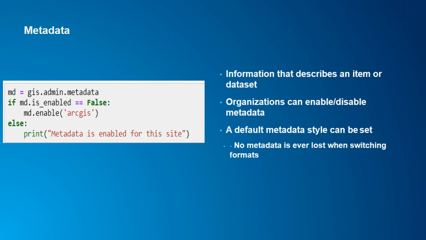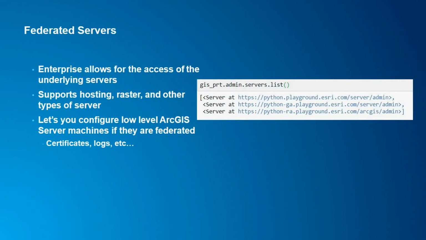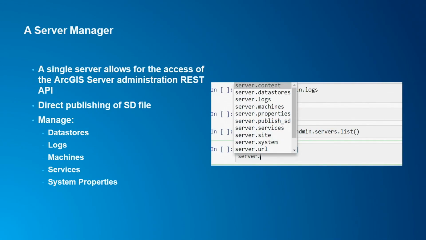Metadata is really important for your items when you're sharing them publicly in particular, so people know what they're getting. So working with metadata is something you can do with the admin module, as well as accessing all the federated servers that you've configured with your site. This admin module has a server manager class that is going to work with whatever servers you've federated, no matter what role the servers are playing in your system. You will be able to use the server manager to access them and then query the different things that are accessible on that server and configure some of the low-level issues on those machines. And it's going to support all the different roles and allow you to do things like publishing directly from SD files and manage the logs and the data stores on each of your individual servers.